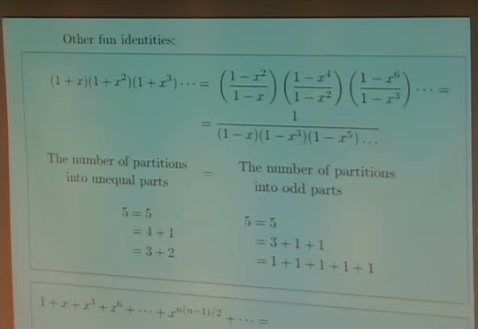And we can interpret this product. It looks very similar to the product for partitions on the previous slide, but we've only got the odd numbers appearing in the denominator, so it counts the number of partitions into odd parts. For example, for 5, there are only 3 ways to partition it into odd numbers: 5, 3 plus 1 plus 1, and all ones. And so this identity is telling us that the number of partitions into unequal parts is equal to the number of partitions into odd parts. Something which you might be hard-pressed to prove if you didn't know these generating functions.